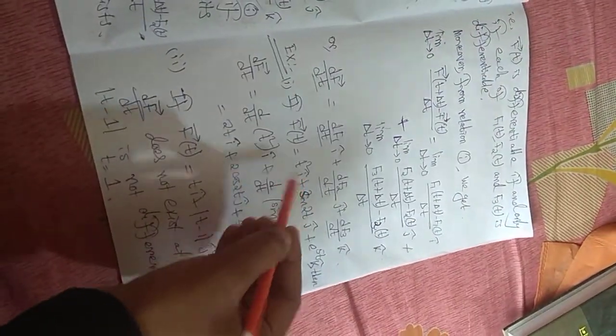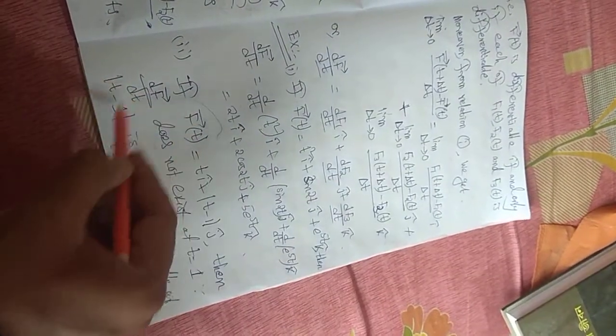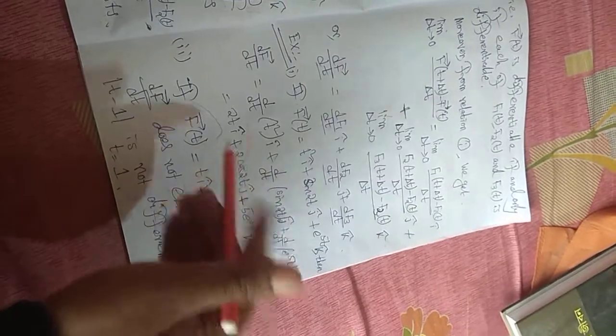These are a few examples. This is an example of a differentiable vector function. This is an example of a not differentiable vector function.